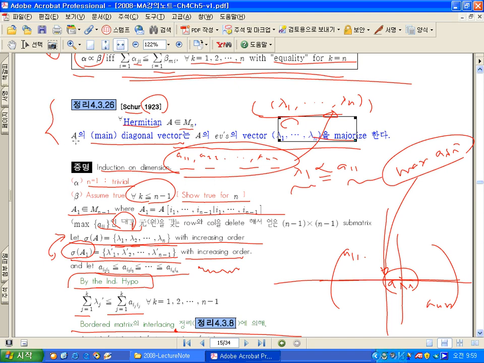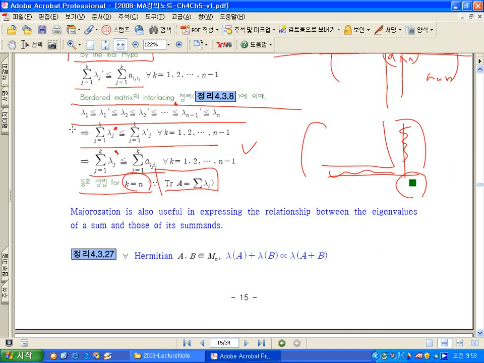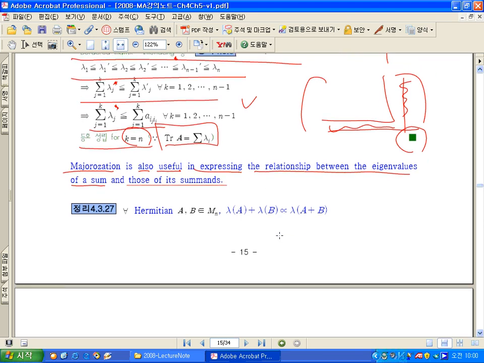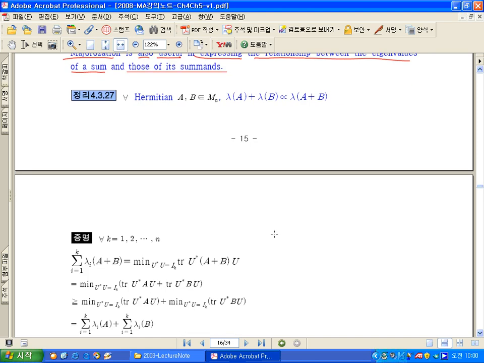This is what this theorem says. Very interesting fact, which was shown in 1923. The set of eigenvalues is majorized by the set of main diagonal entries. Very interesting. So majorization is also very useful in expressing the relationship between the eigenvalues of a sum and those of its summand. Another interesting fact is about summations.